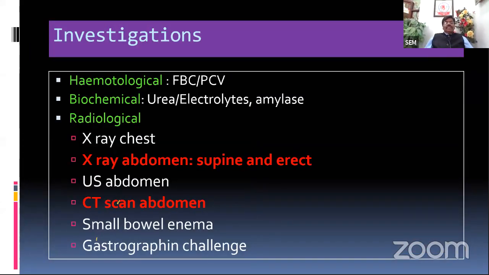And here are the various investigations I told you. You look for hematological. If the patient is having a strangulated small bowel obstruction, they'll have a full blood count.